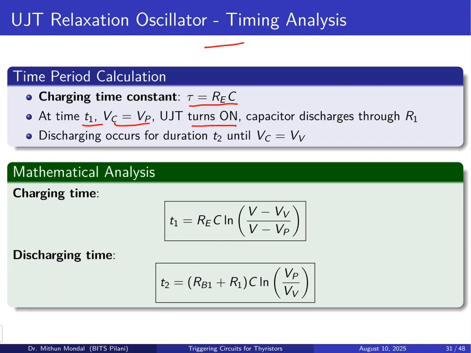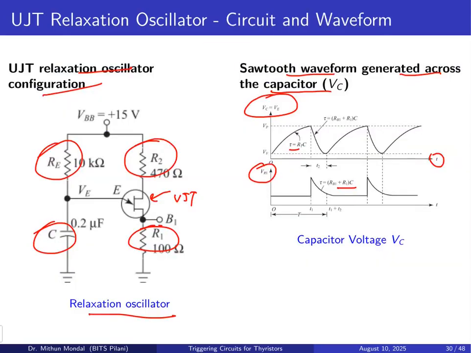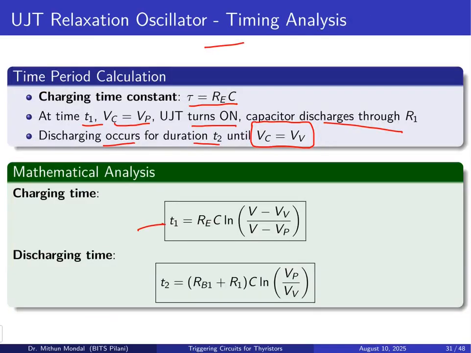the capacitor voltage is equal to the Vp value. The UJT will turn on and the capacitor will discharge through the resistor R1. Discharge occurs during duration t2 until the capacitor voltage is equal to the valley voltage, which we can see here in this figure. This is your t2 time and this is your t1. So the discharge process is taking place in this zone. For charging time and discharge time, we can do the mathematical analysis, which depends upon the resistor, capacitor, and the different voltages: the valley voltage, the peak voltage, and the supply voltage.